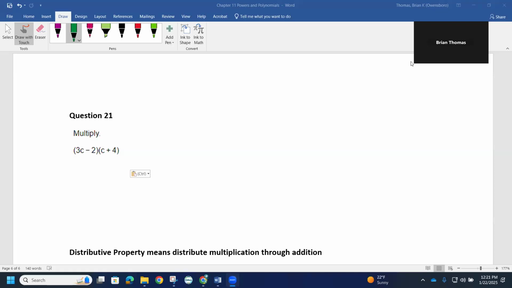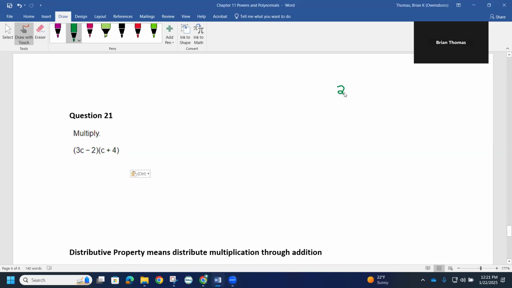So question 21, we get into multiplying, but this time we're multiplying a binomial times a binomial. A binomial times a binomial is a little bit trickier than normal math. Now, why this gets trickier is because when we start teaching multiplication, we use different strategies to do multiplication.